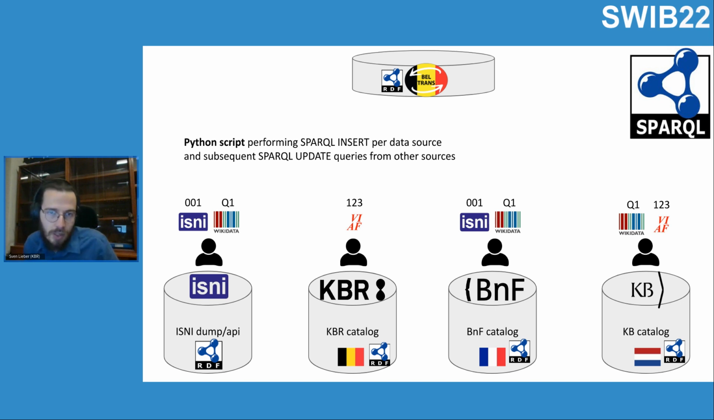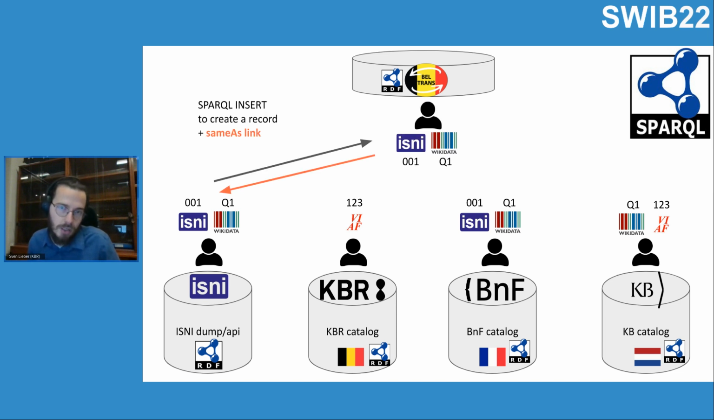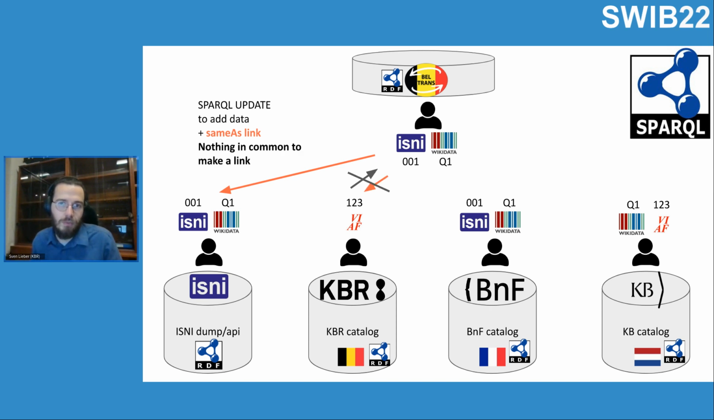And what we basically do to integrate the data is a Python script executing a series of SPARQL insert and update queries to build our database. So we start with the ISNI data as reference data, and we create a record for each data found in this ISNI dump, which is ISNI Belgians within ISNI. And then we create a schema:sameAs link linking back to the named graph source.